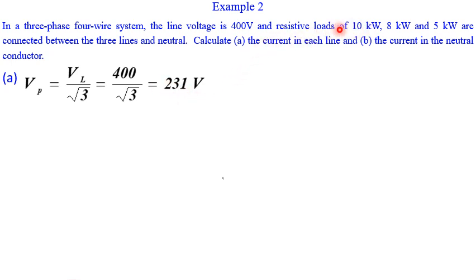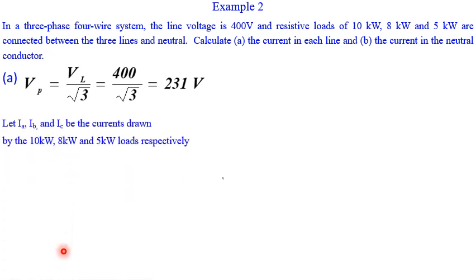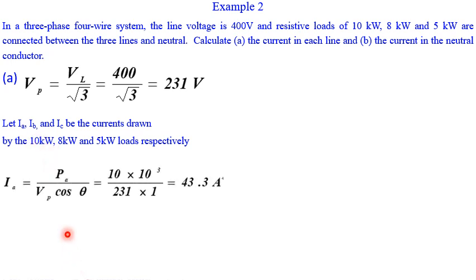So since we've gotten 231 volts, let us name the current that will pass through the 10 kilowatts as IA, and the 8 as IB, and the 5 as IC. So doing that, naming them like that, we now simply calculate IA by just dividing the 231 volts by the 10 kilowatt.